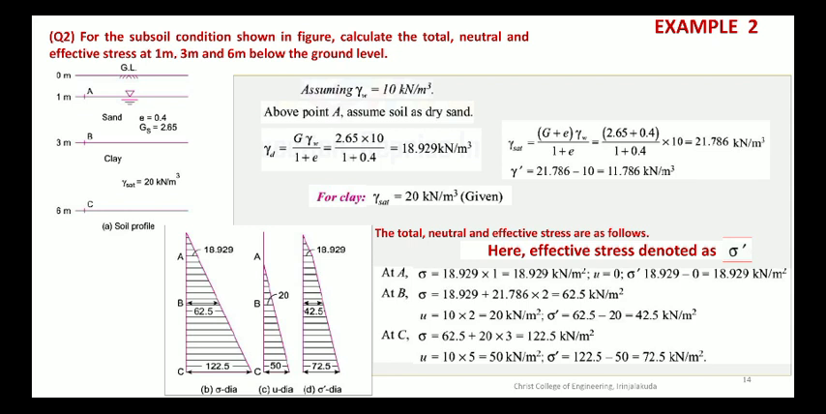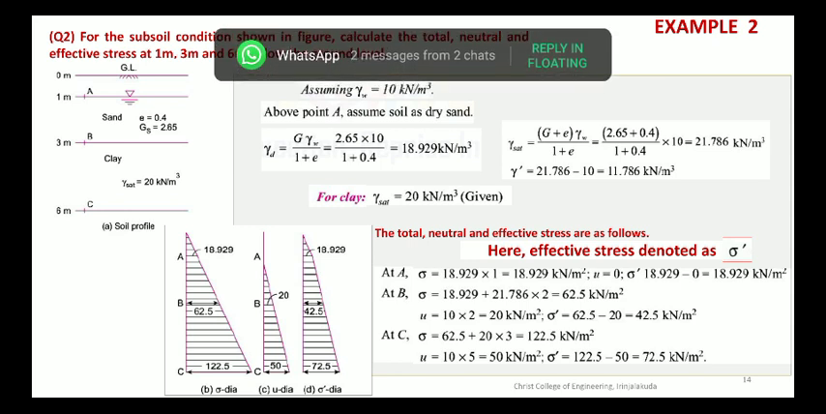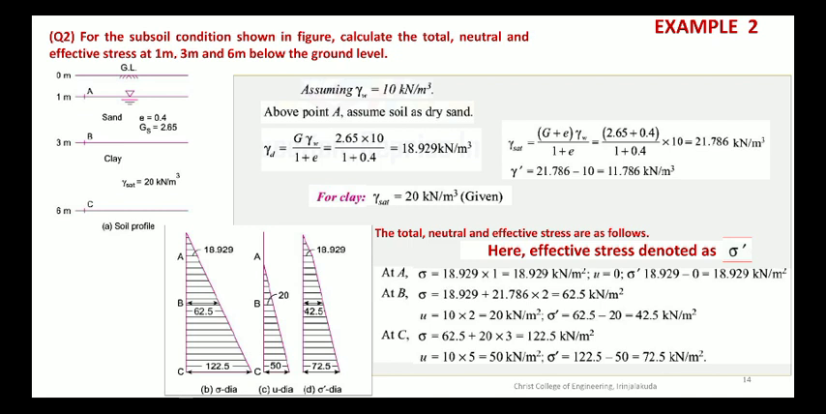So it is now 21.786. Now they just found the gamma submerged value also, because if you are straight away writing the effective stress equation, it is gamma saturated minus gamma water. So you found that gamma submerged value also. What is the value? Gamma dash is equal to gamma saturated minus gamma W, that is 21.786 minus 10. So simply you have found that value also. Now we are done with the sand layer.